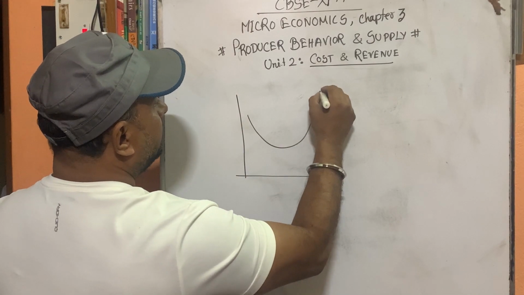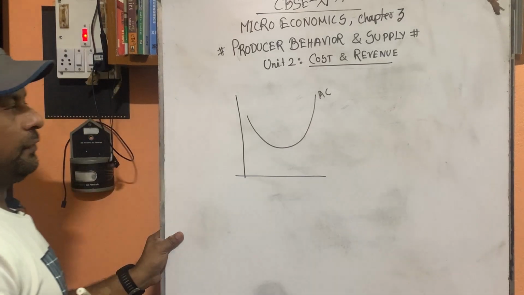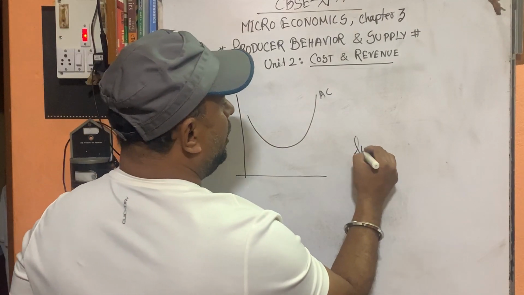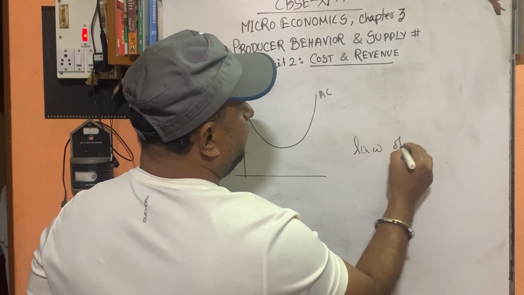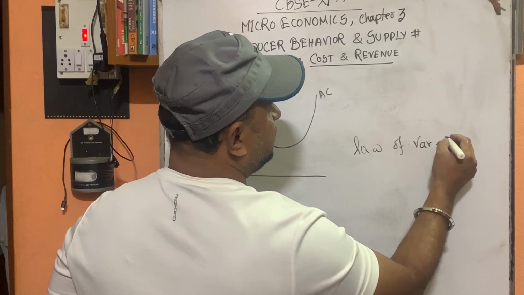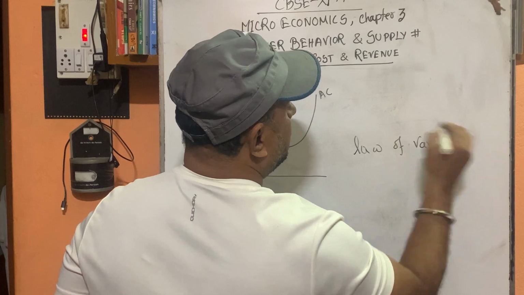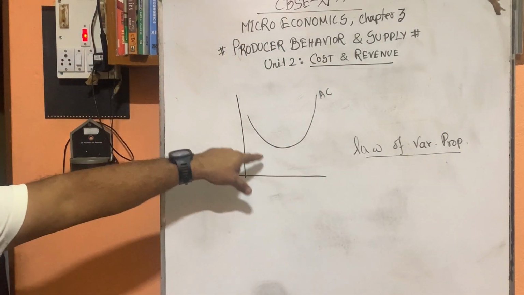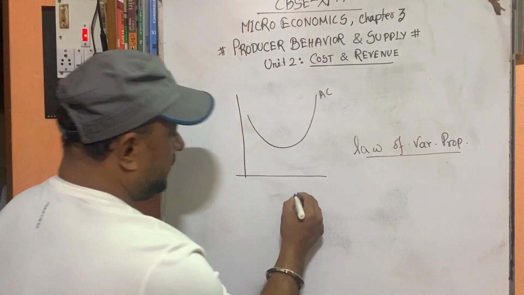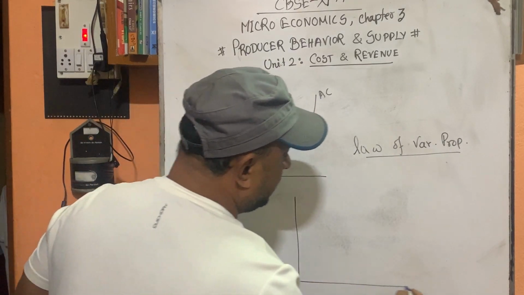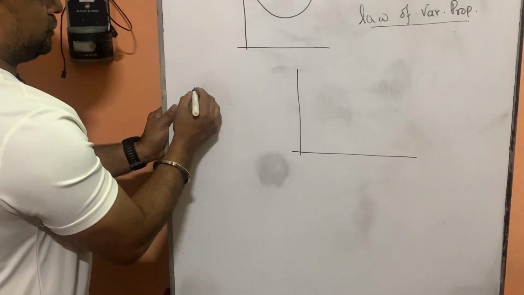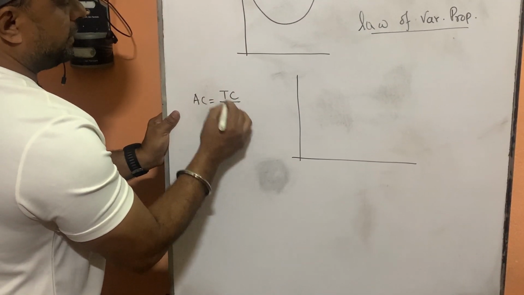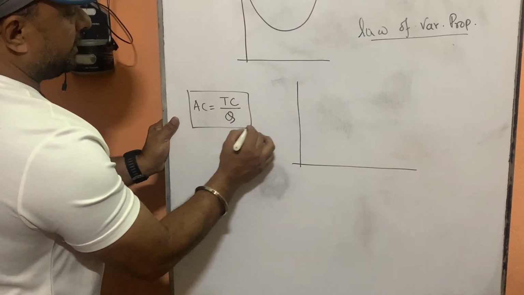Now, why is the AC curve U-shape? The average cost curve is U-shape due to the law of variable proportion. We learned this in the first unit. Due to this law of variable proportion, our average cost curve is U-shape. Why? Now, average cost, where is it calculated from? We calculate it from total cost. Average cost is the ratio between total cost and quantity of production. This is our average cost.